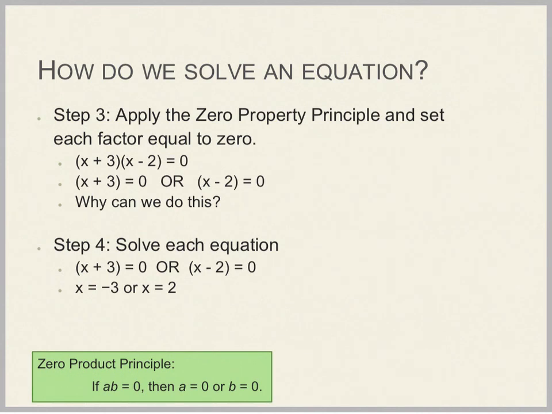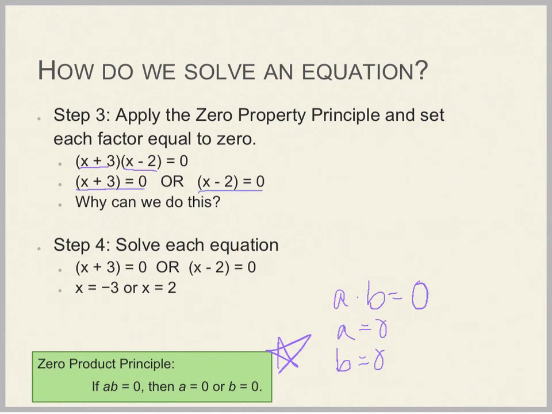We next are going to look at the zero product property, which states that if two things are being multiplied, such as a times b, and it's set equal to 0, then either a has to equal 0 or b has to equal 0. So when we have a factored trinomial of (x plus 3) times (x minus 2) equals 0, we know that the first factor can equal 0 or the second factor can equal 0 due to the zero product property.